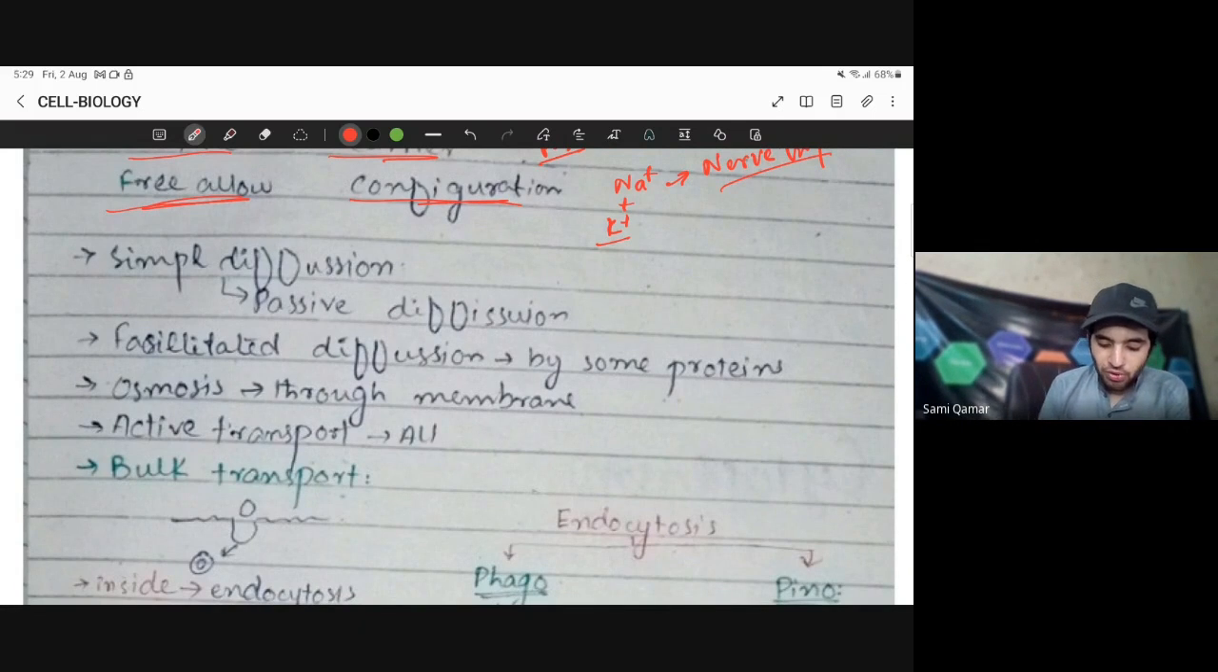Now, simple diffusion. What is simple diffusion? It is going to be passive diffusion. Okay, diffusion has three types. Diffusion has three types. Let me draw it separately. I have written it here.